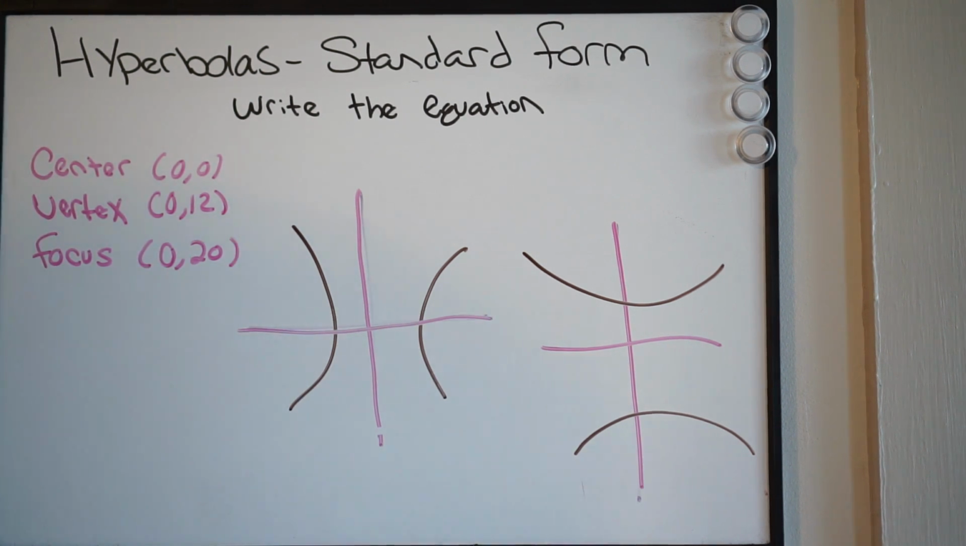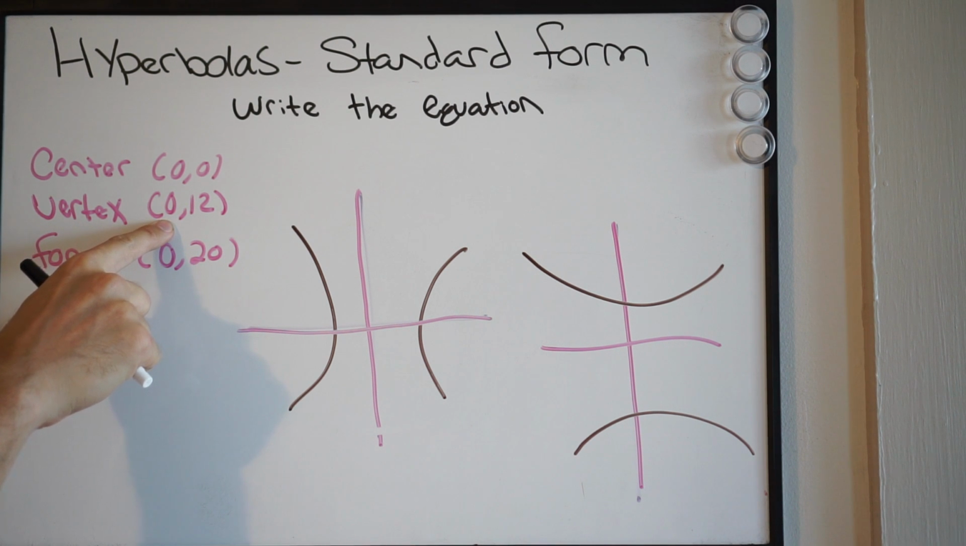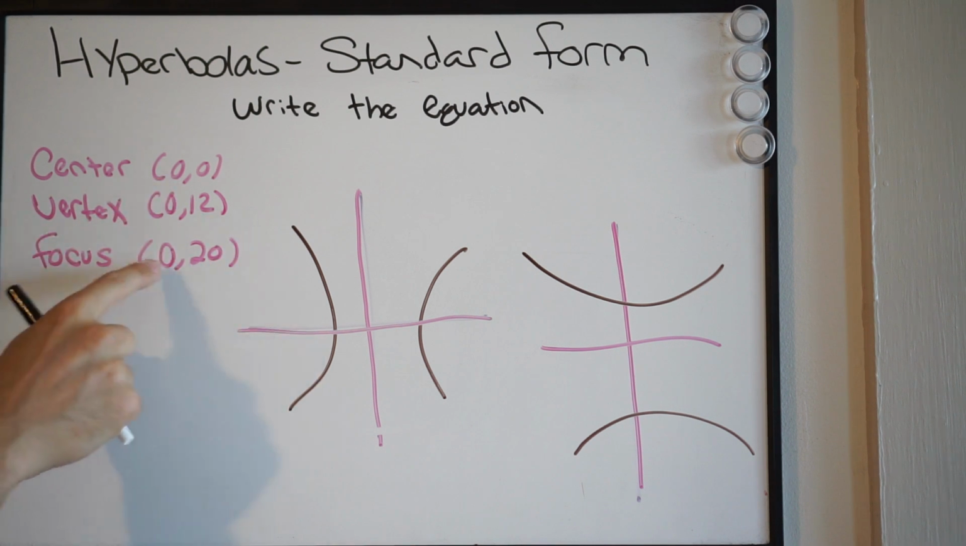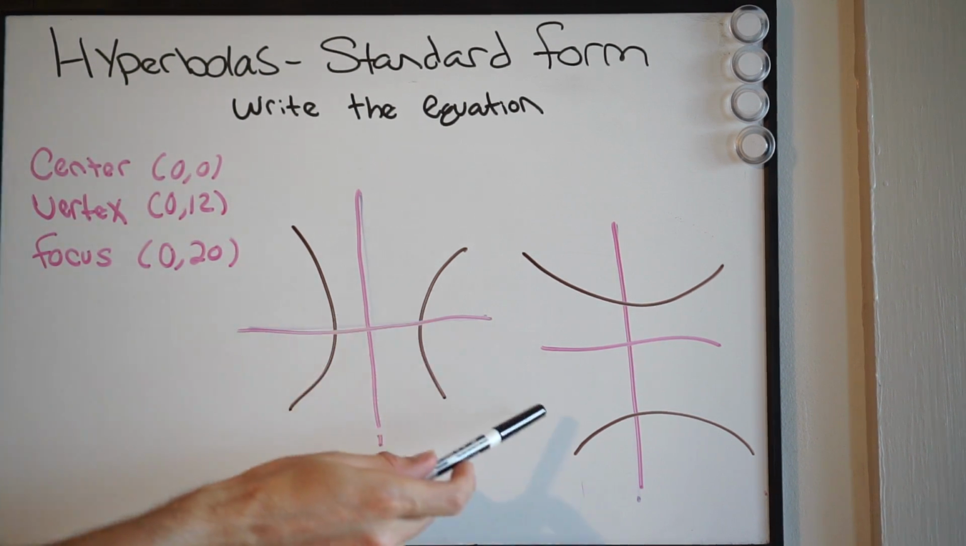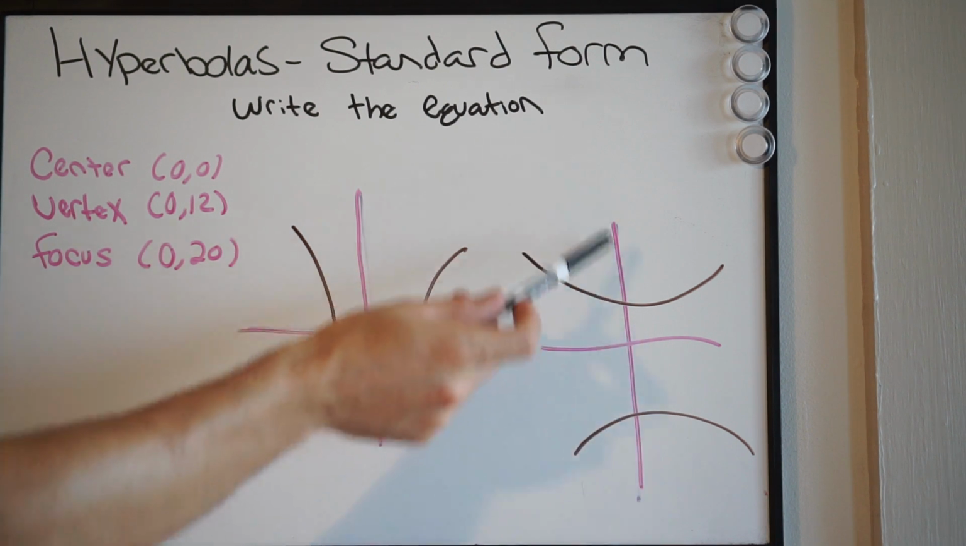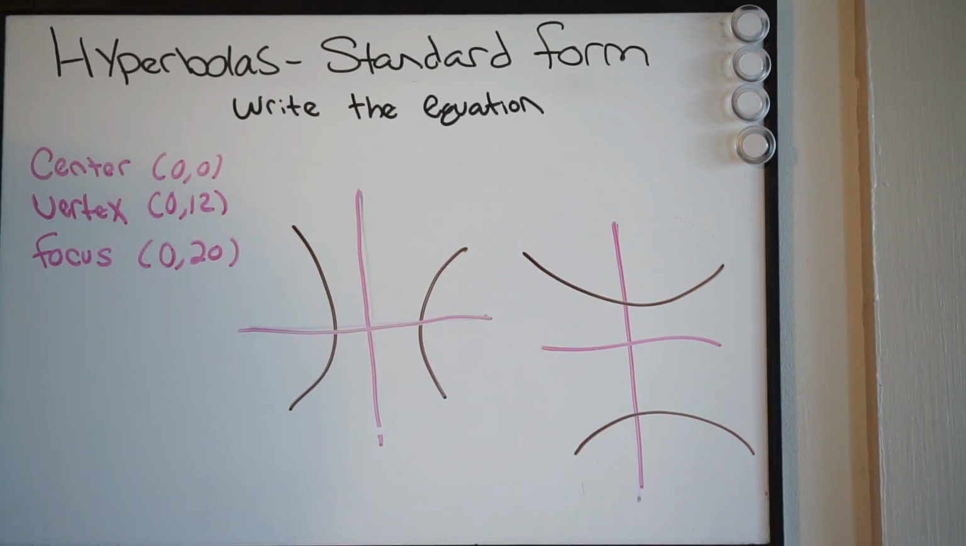Now, some key points here. The vertex and foci always occur on the transverse axis. So if we look at the coordinates, we have 0, 12, and the focus, or the foci, is going to be at 0, 20. That's occurring on the y-axis, meaning we must be dealing with a vertical hyperbola, because again, the vertex and the focus or the foci occur on the transverse axis. So that's telling us it's occurring on the y here, meaning we're dealing with a vertical hyperbola.